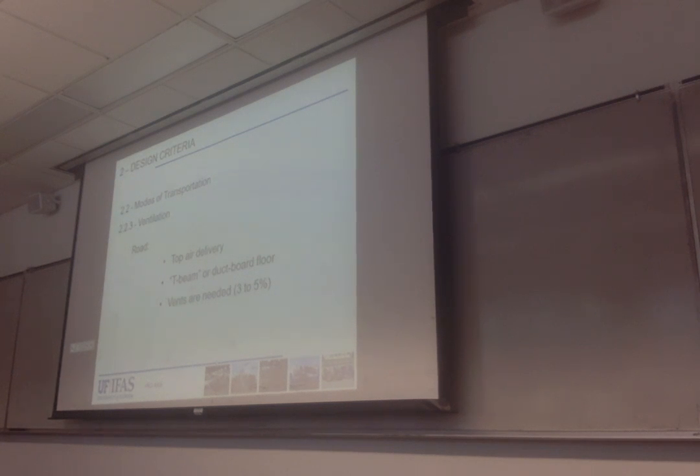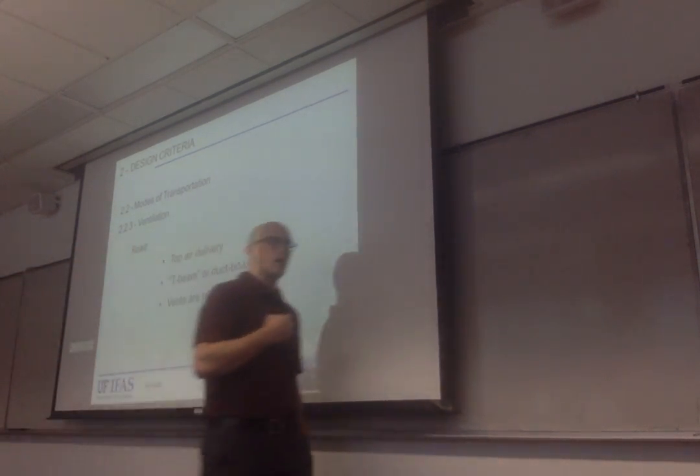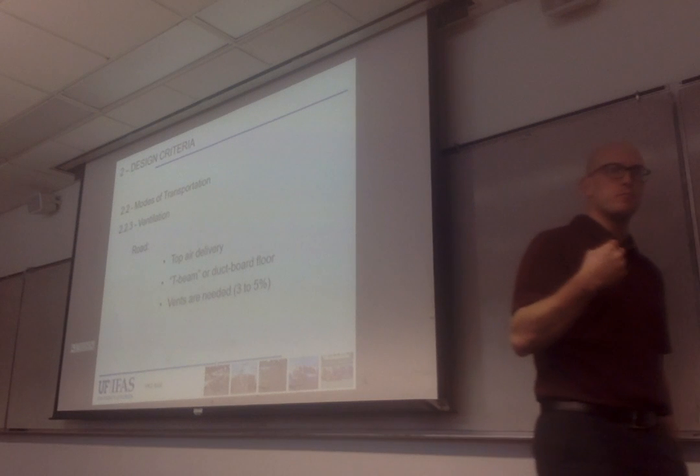Electronics will also sometimes require temperature controls. Without good ventilation, or without knowing how ventilation works, you cannot have good temperature control. That's the point. So what I want to show you is how these ventilation systems work for these different modes of transportation. We start again with road transportation, and what we are dealing with is what's called a top air delivery system. It also uses what's called a T-beam or duct board floor.